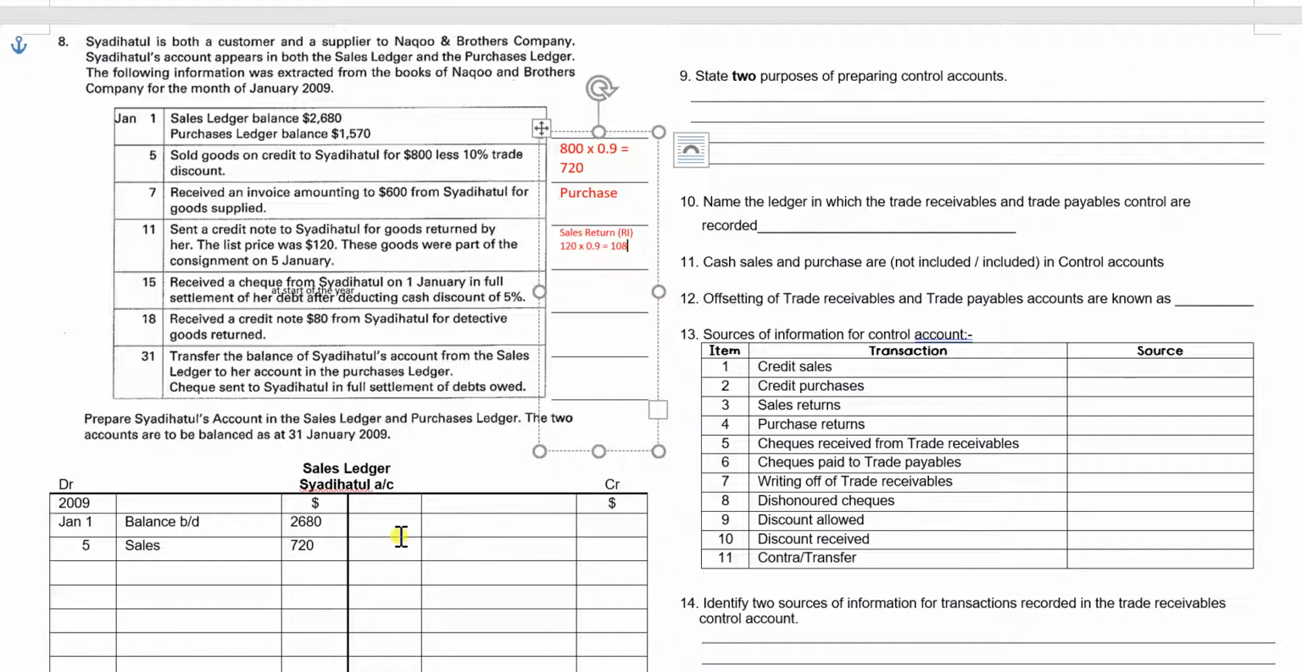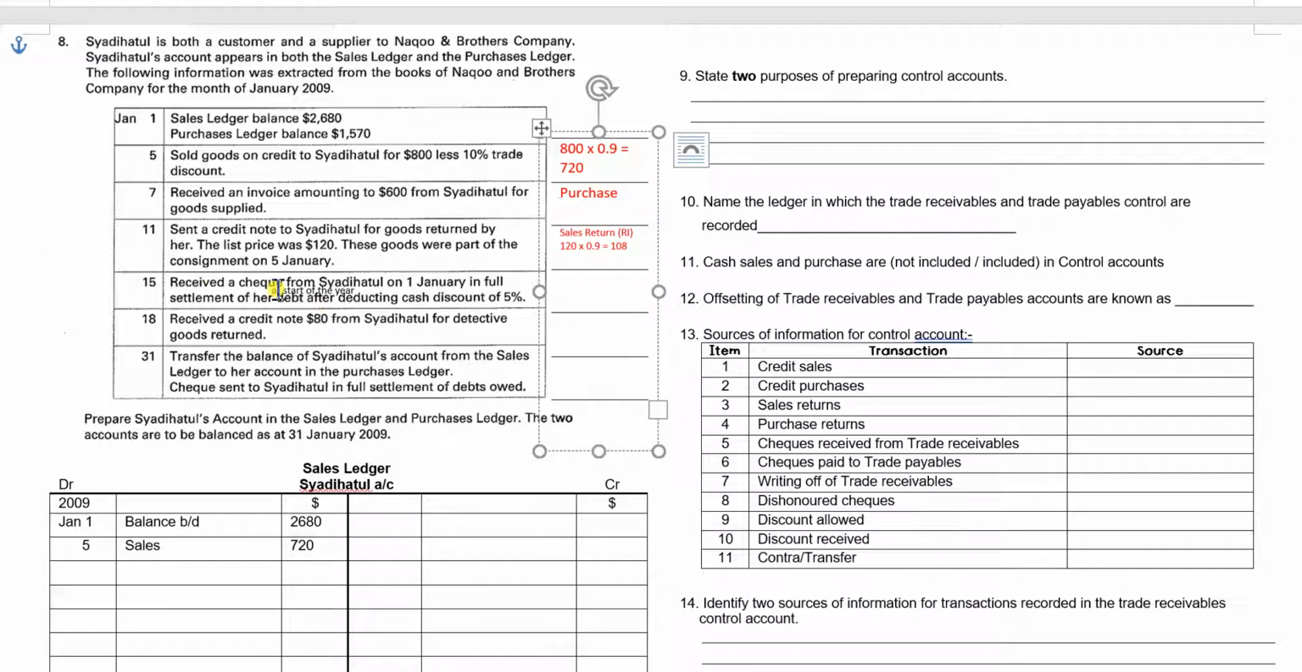Okay, so you will record this in the sales return. Now this one, I'll just go through the rest to interpret it, and then you'll do it by yourself.